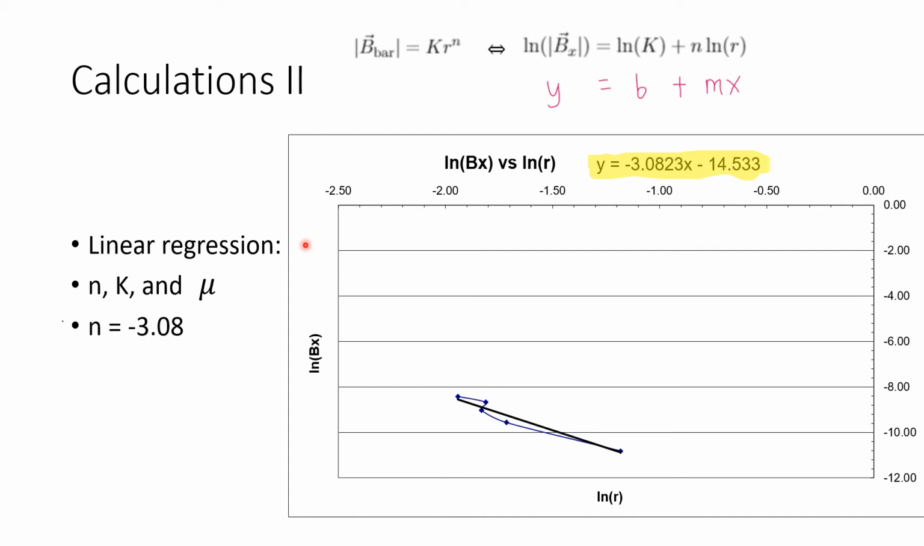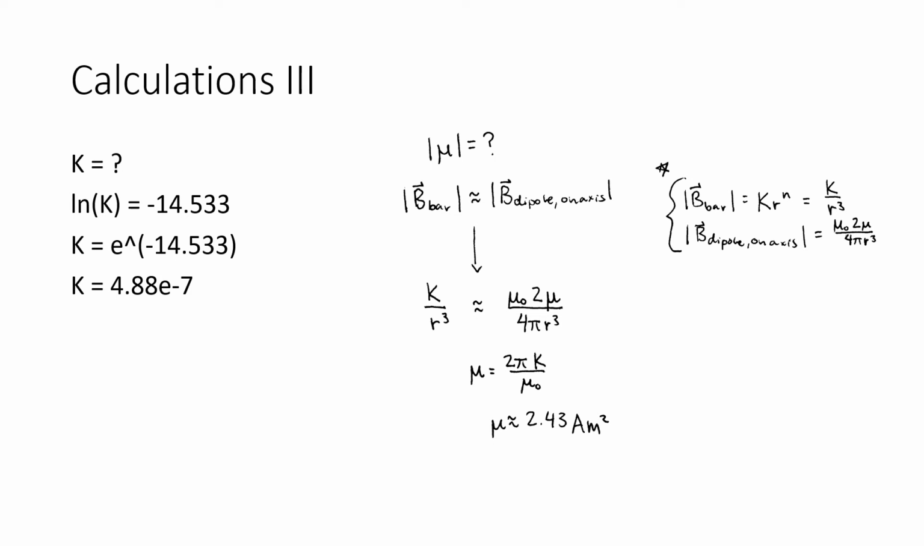In this equation, n is just the slope of the regression, so n is going to be equal to -3.08. This isn't too far off from our expected value of -3, so that's good. Then to find k, we can set x and y to the origin so that ln of k is equal to -14.533. Then with some calculations, we find that k is equal to 4.88 times 10 to the -7th.